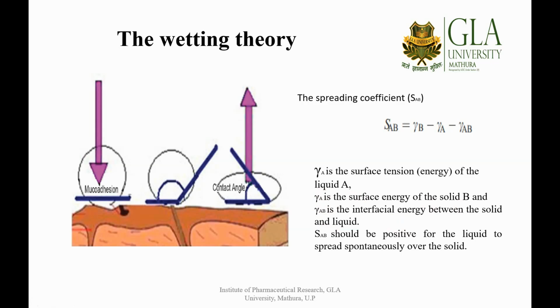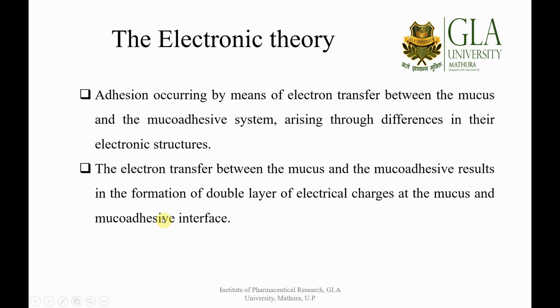Unless this contact angle is lowered, no sufficient interaction can occur between the drug delivery system and the mucous membrane. So we have to use those sorts of polymers, or we should be incorporating certain active agents, which can reduce the surface or interfacial tension between the drug delivery system and the mucous membrane.